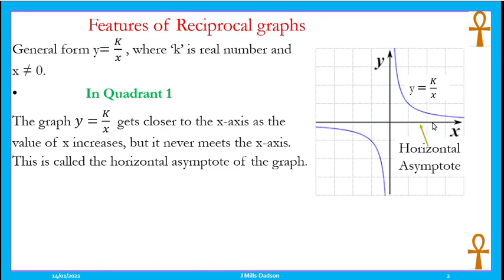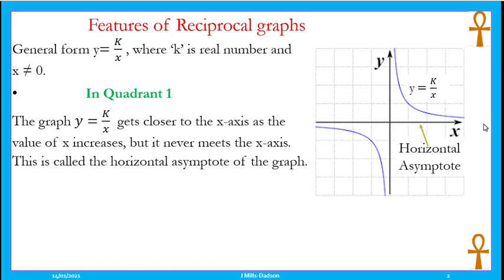Now I want you to understand some terminologies here, and I'll be using them interchangeably. X axis is called y equals 0. So when you hear me say x axis or y equals 0, they mean the same thing. Y axis is called x equals 0. So note, x axis, y equals 0, y axis, x equals 0.